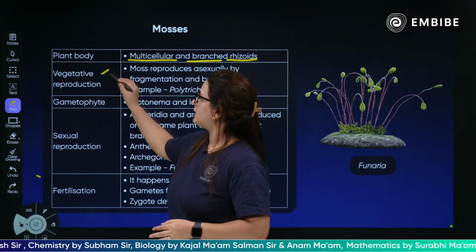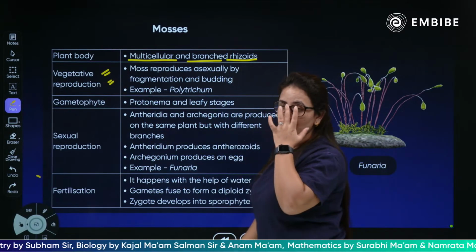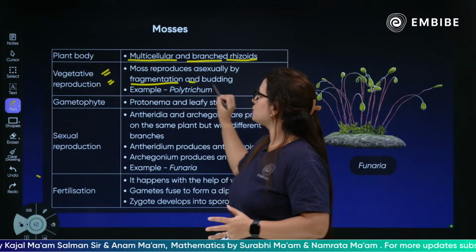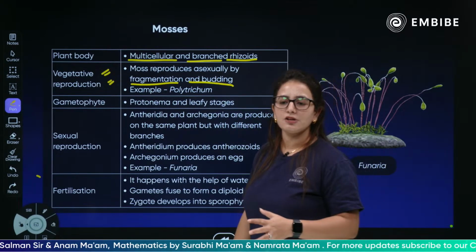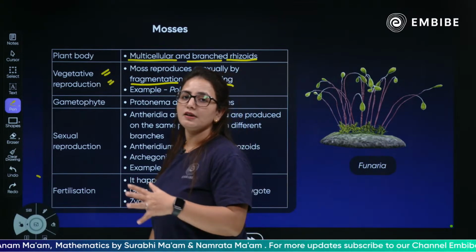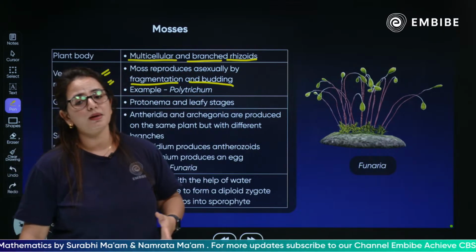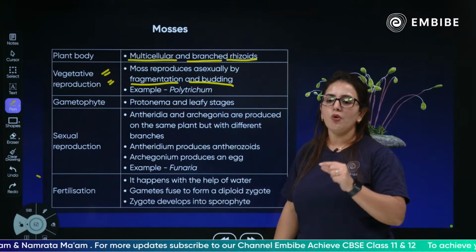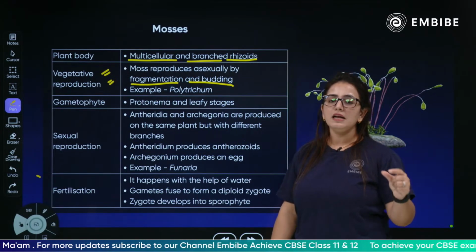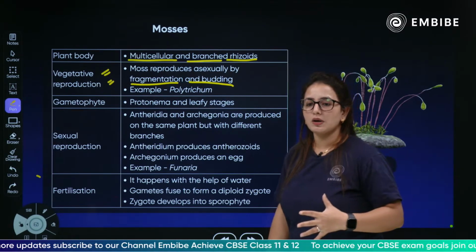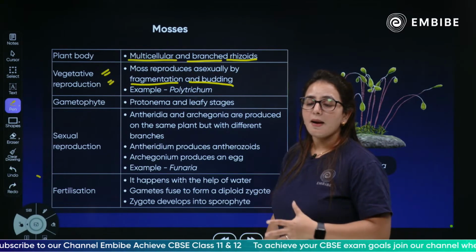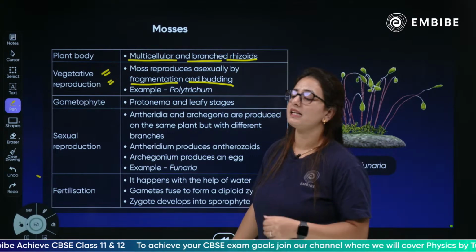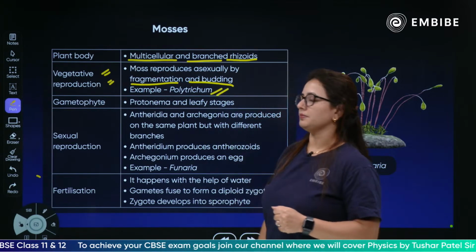Next, they have vegetative reproduction. How do they reproduce? They reproduce asexually through fragmentation and budding. You know both the processes. What is fragmentation? The body divides into different fragments, and each fragment develops into a new individual. By bud formation also, a small bud outgrowth on the body detaches itself and grows into a new individual. An example of such vegetative reproduction in the Bryopsida can be seen in Polytrichum.